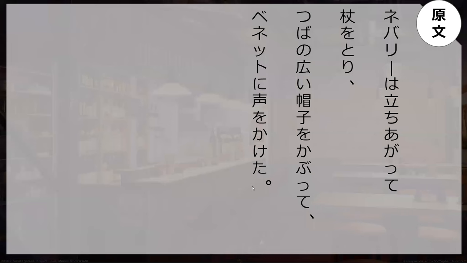It didn't seem suspicious this time. Okay, so let's go read the line from the book.